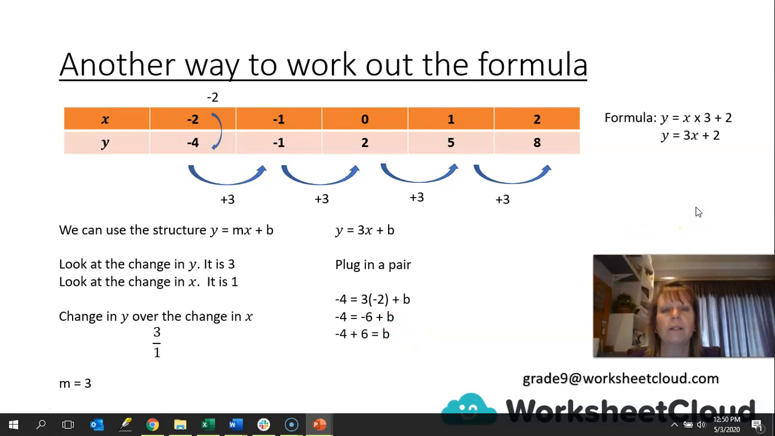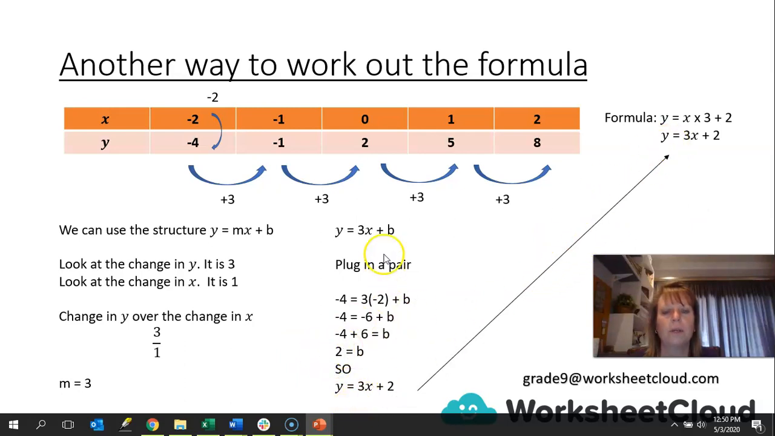What do we do with that minus 6? We take it across the equal sign and we add on 6. Minus 4 plus 6 is equal to b. And that will give me that b is equal to 2. And can you see that that formula is the same as that formula?